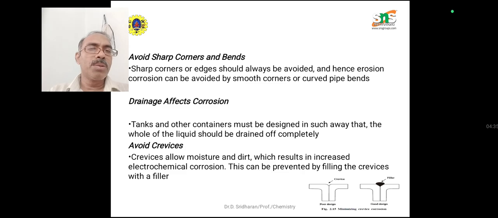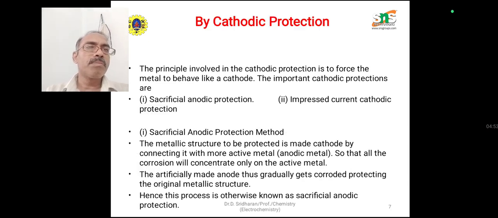Here the diagram shows the joining of two pipelines, where the joint having crevices is filled with fillers to avoid crevice type of corrosion. And next one is cathodic protection.